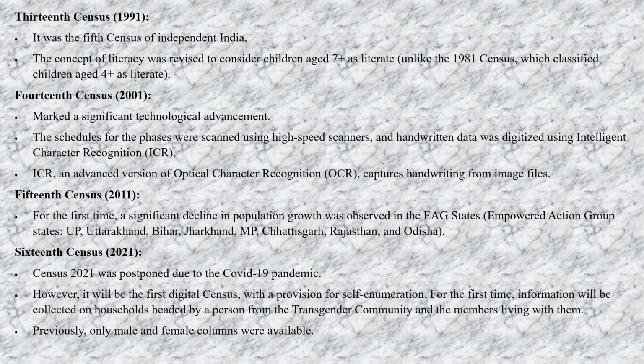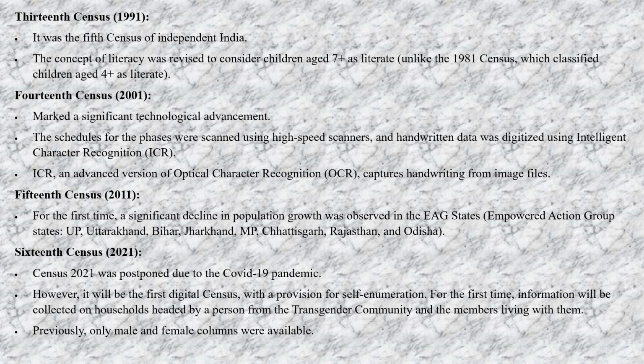The schedules for the phases were scanned using high-speed scanners, and handwritten data was digitized using Intelligent Character Recognition, ICR. ICR, an advanced version of optical character recognition, OCR, captures handwriting from image files. 15th census, 2011. For the first time, a significant decline in population growth was observed in the EAG states. Empowered Action Group states: Uttar Pradesh, Uttarakhand, Bihar, Jharkhand, MP, Chhattisgarh, Rajasthan, and Odisha.